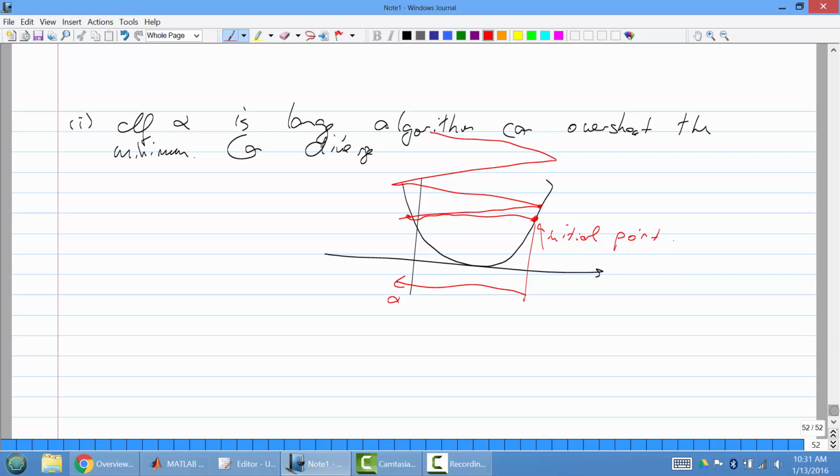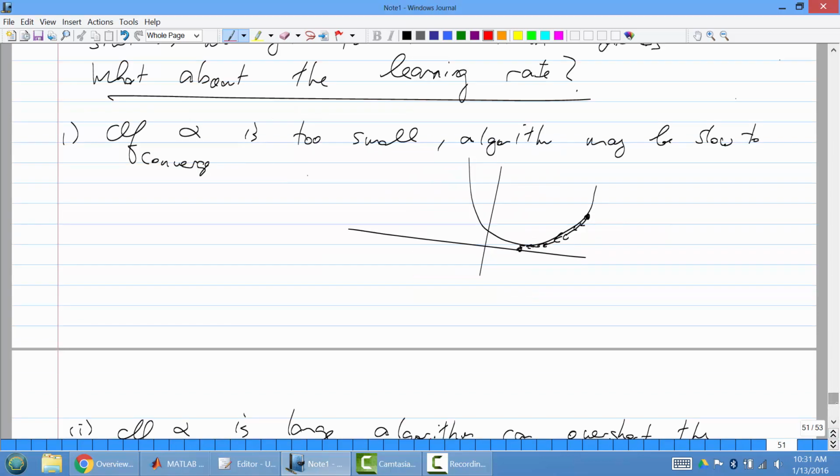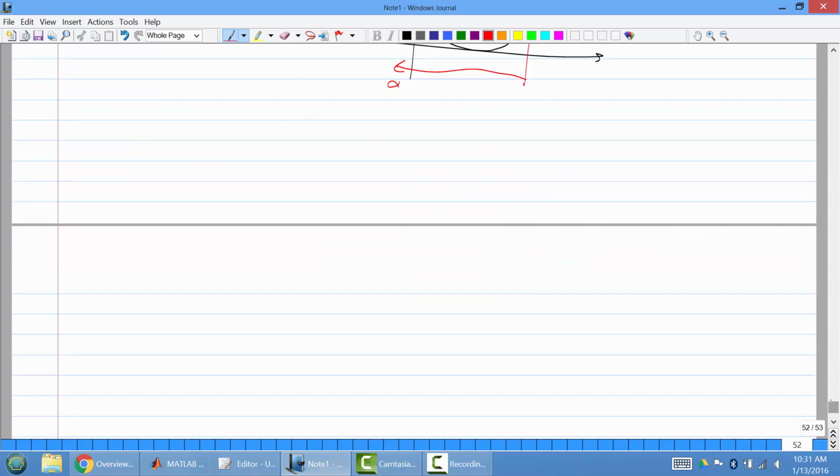So the best thing that you can do, you'll take a look at this later, is to experiment and choose different learning rates and choose the one that gives you the lowest cost. Right, so this is subject to experimentation, and you'll find out in the lab. So, okay, the learning rate is kept fixed during the algorithm.